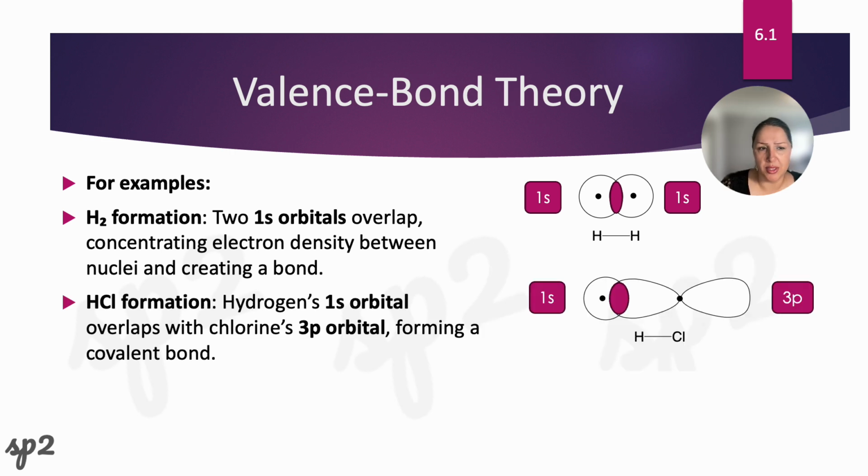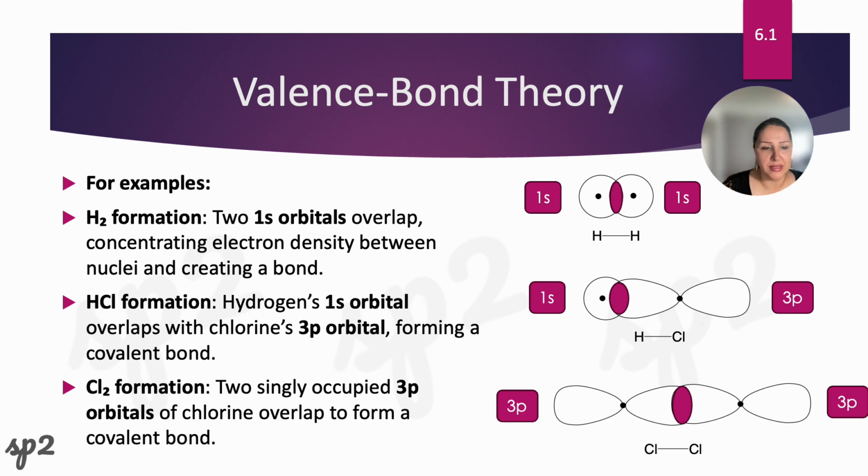Another example is HCl formation, which is hydrogen chloride, right? What I have here is a hydrogen atom, not molecule, and a chlorine. Hydrogen has one s orbital, and the chlorine valence orbital is going to be the 3p. These two are the ones that are going to overlap. They're going to share their electrons, right? And that's how we make a bond between hydrogen and chlorine, as you can see in the picture.